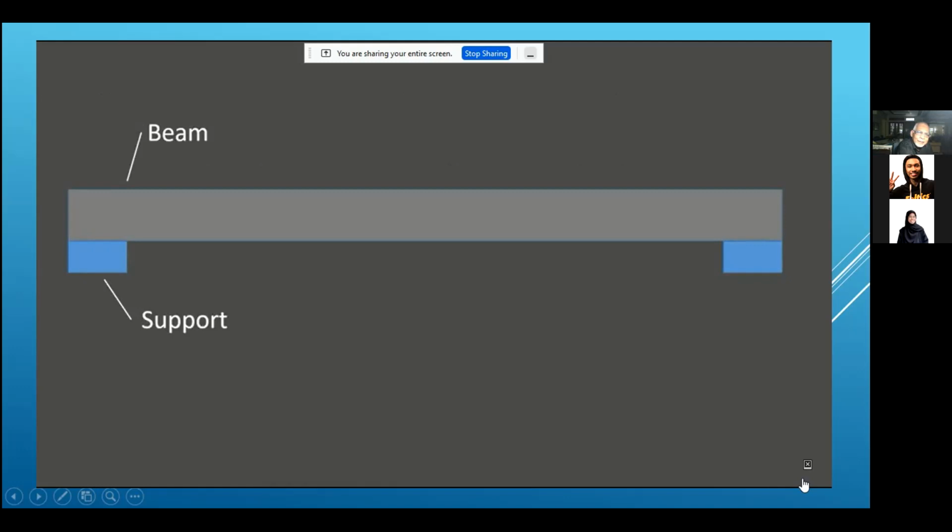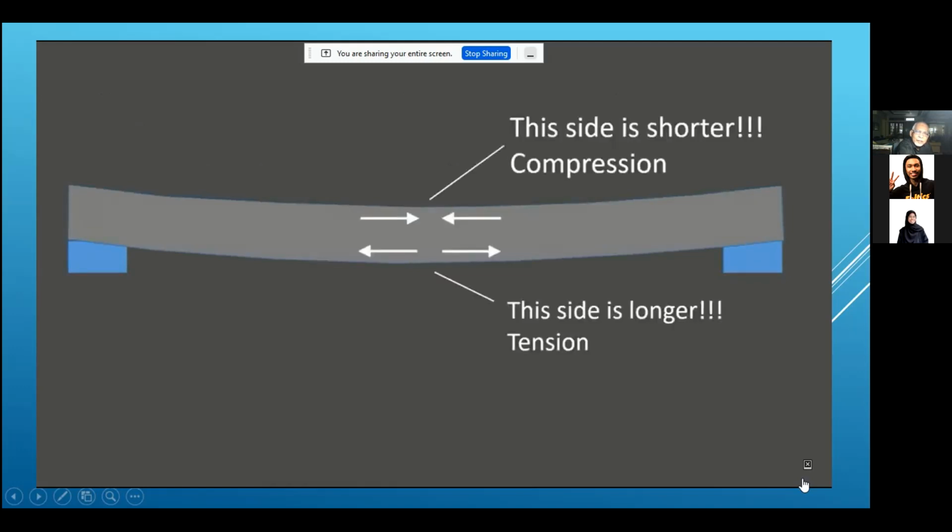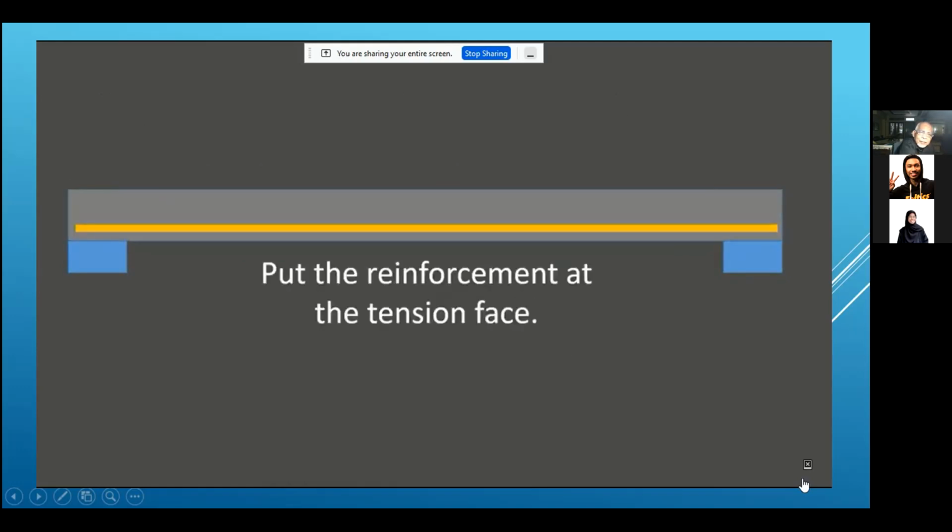If we have a beam that's on supports and we idealize it, if gravity starts loading it, it's going to make it move like this, or deflect. At the top, it's going to be getting shorter. At the bottom, it's going to be getting longer. We call the top in compression, and the bottom in tension. So where do we need the steel? The bottom, of course. We're going to put it near the tension face.